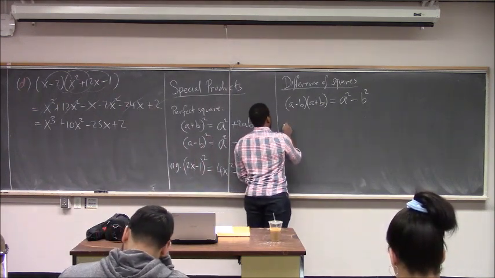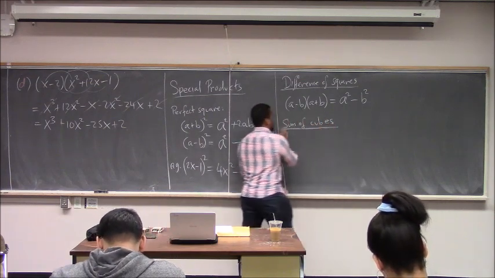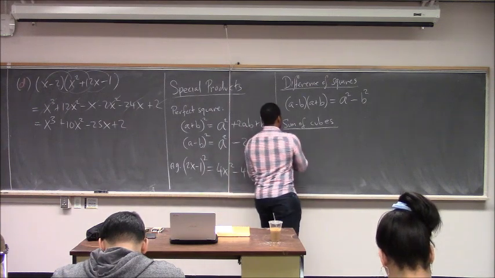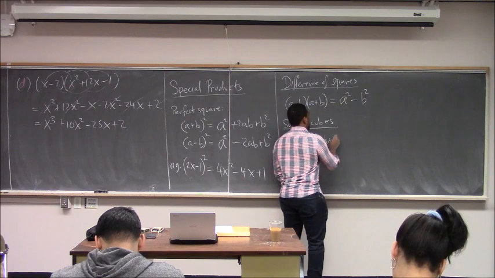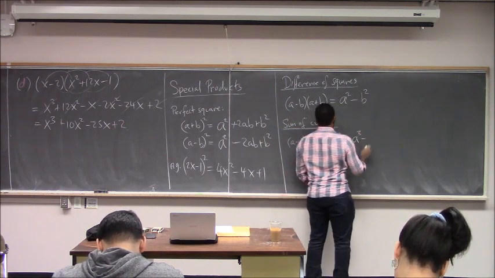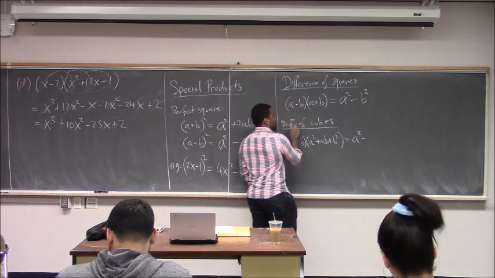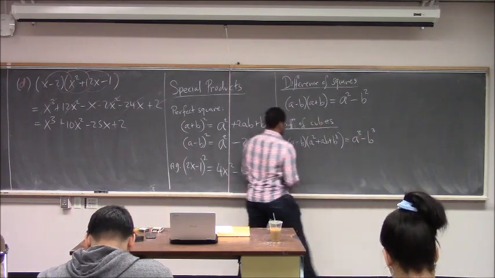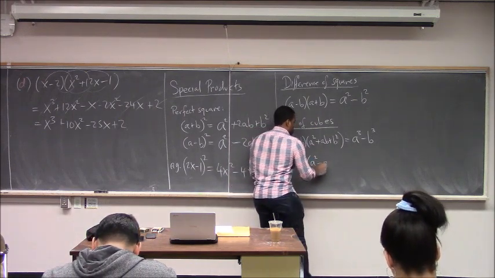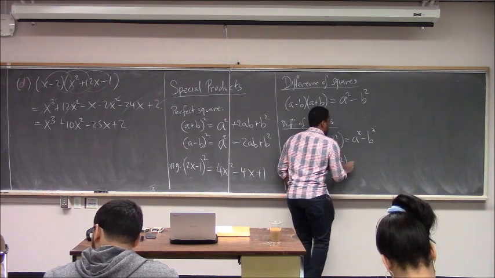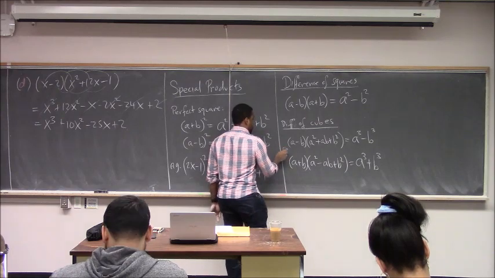You also have sum of cubes. So this is basically saying that a minus b times an expression like this will end up to be, well, this is technically the difference of cubes that I mentioned. Difference of cubes, a cubed minus b cubed. You would also have the expression a plus b times a squared minus ab plus b squared would be equal to the sum of cubes. Sum of cubes.